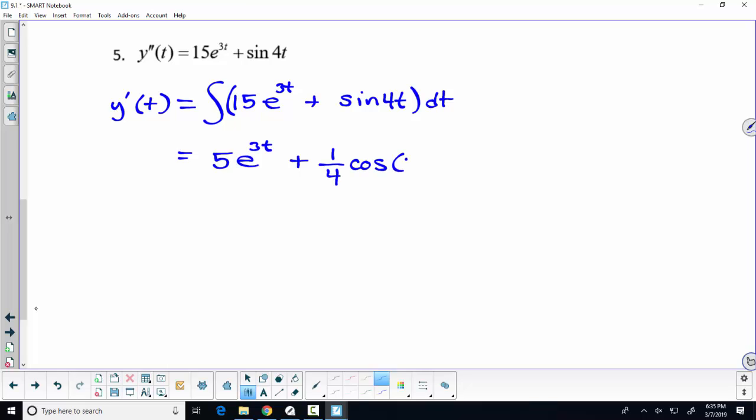Is it cosine? Positive 1/4? Right. Okay, so derivative is multiplying, antiderivative is dividing. Plus constant 1, because that gives us y prime. We'll have to integrate this again to get y.